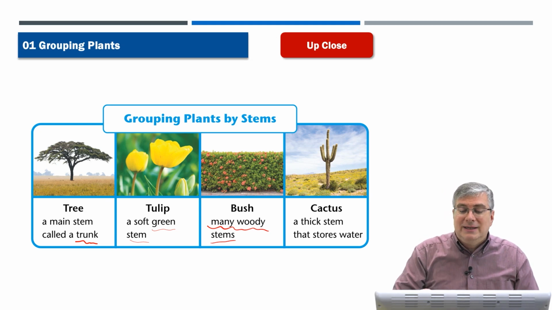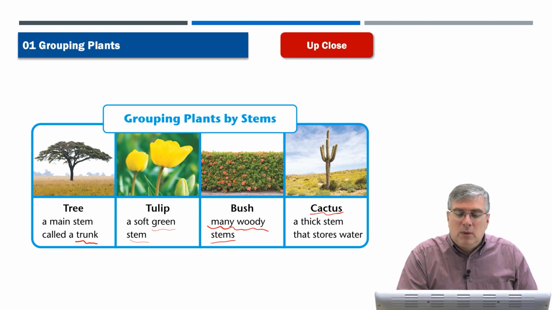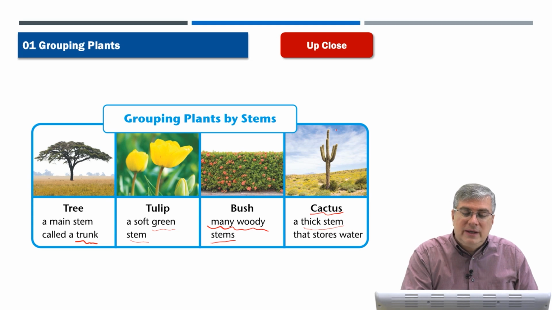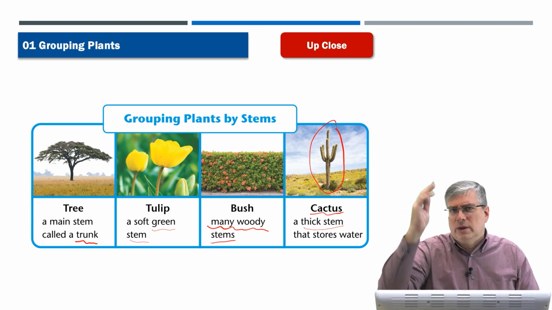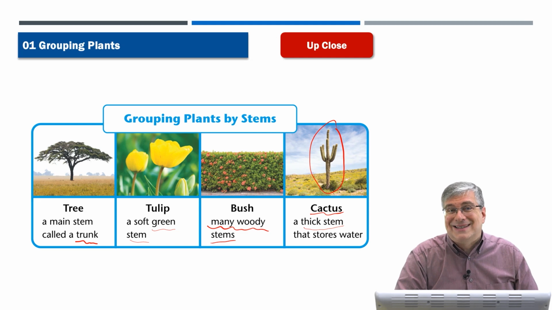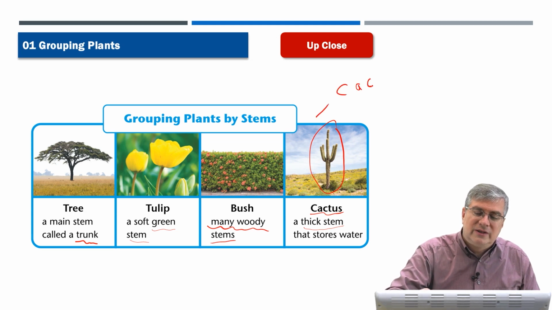Now, another type of plant is a cactus. And a cactus, depending on the cactus, it will have a thick stem that stores water. This, of course, is a picture of a saguaro. We talked about that in an earlier lesson. There are smaller, the saguaro is a really big cactus. There are smaller cacti or cactuses as well. And they store water in their stems because they live in the desert and they need to have water. All plants need water.